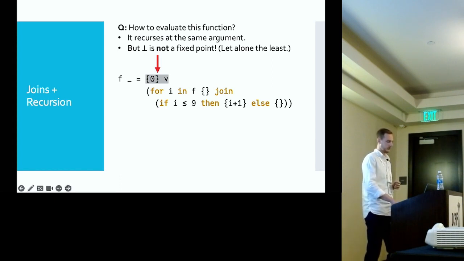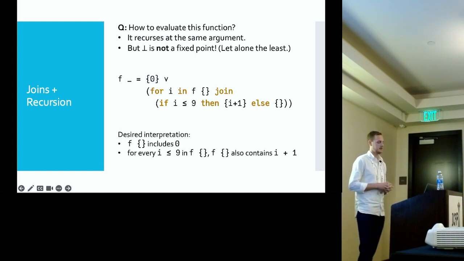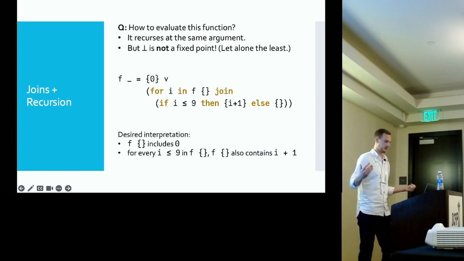So let's talk about what this function is meant to do. The way to read this is to note that, first of all, the set that f is computing must include 0. And second of all, for every element I that is less than 9 that is in the set that f computes, then that set must also contain I plus 1. So you can read these two bullets at the bottom like two inductive inference rules.